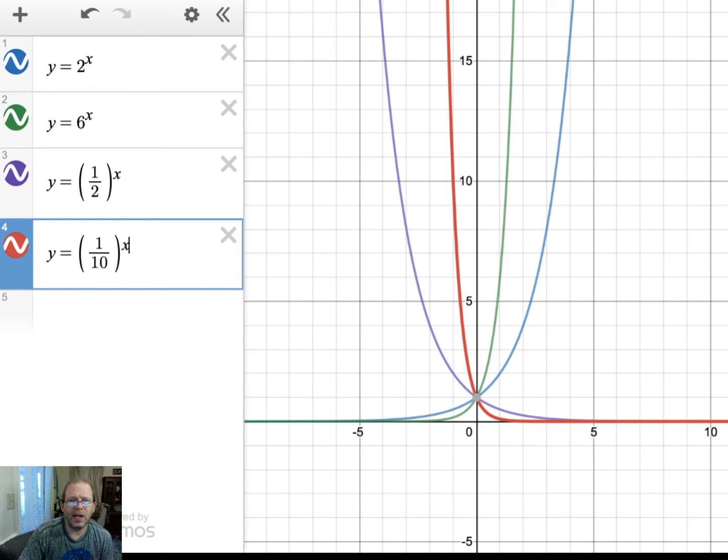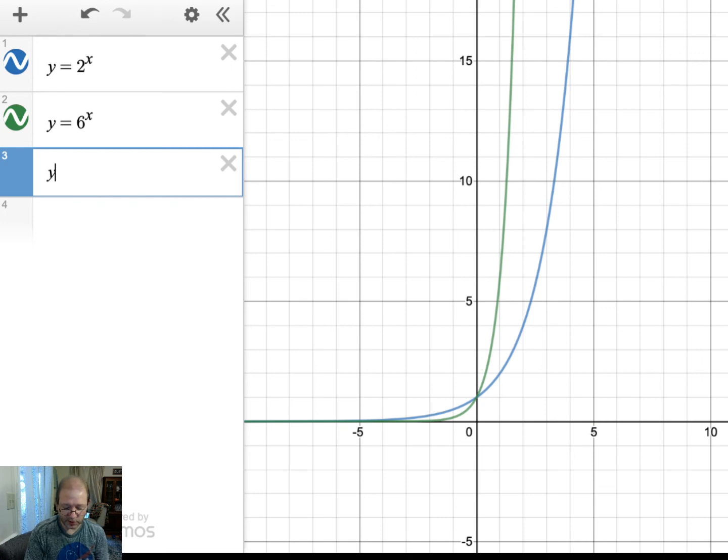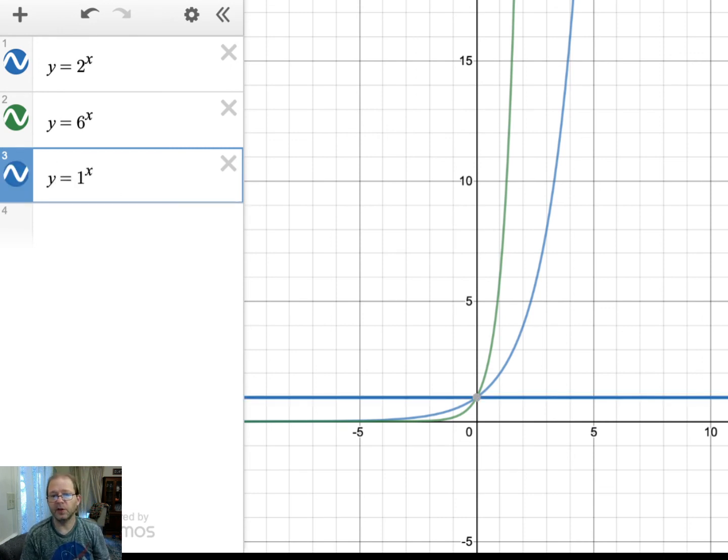What's the one number we can't put in? I said we couldn't put in 1. Why is that? Well, if you put in y equals 1 to the x, it's a valid function, but it's not exponential because it's just a line. So that's pretty much it. There's only one other thing I want to do. I said it has to be a positive number.